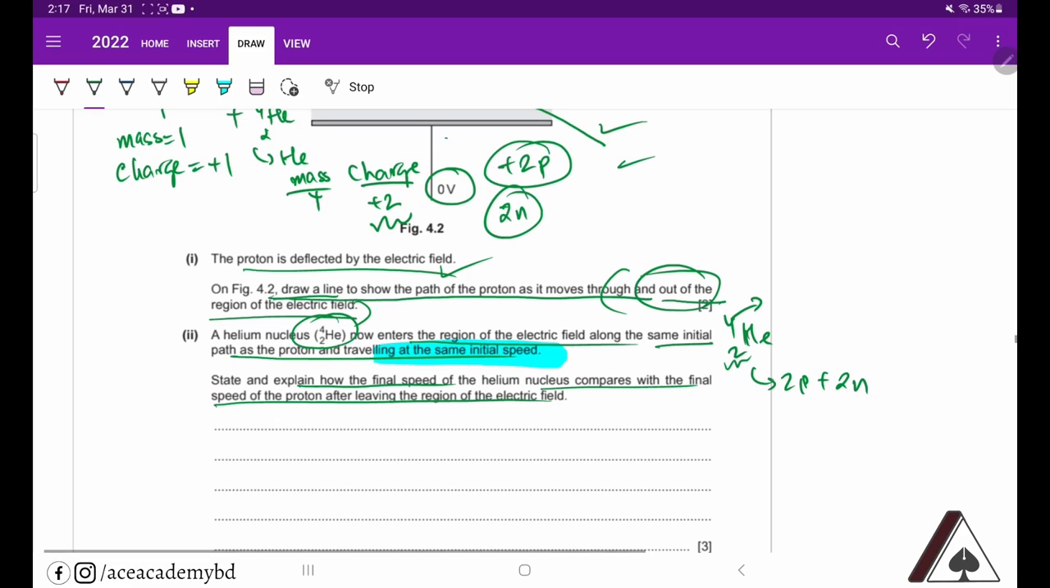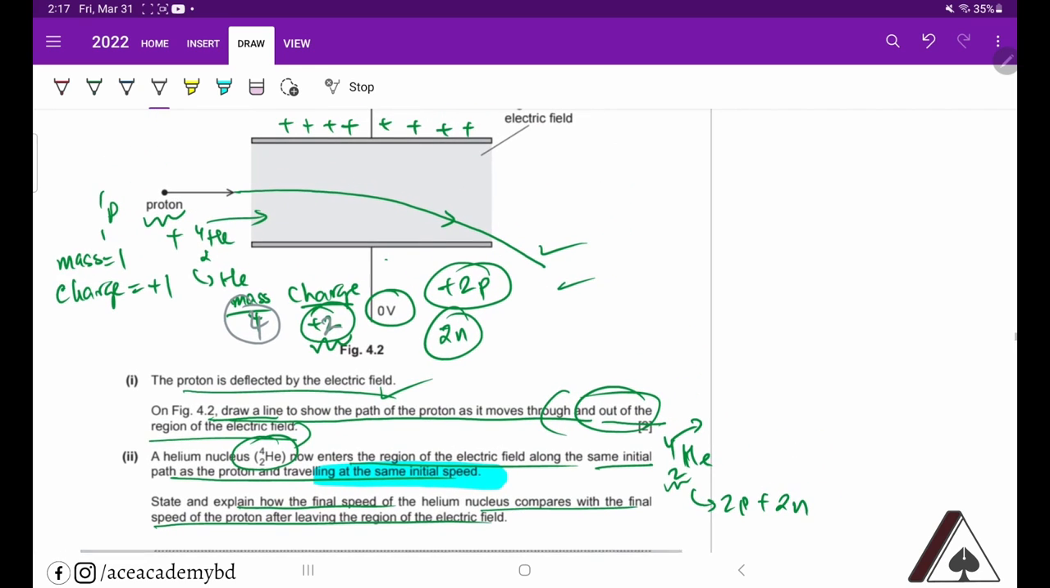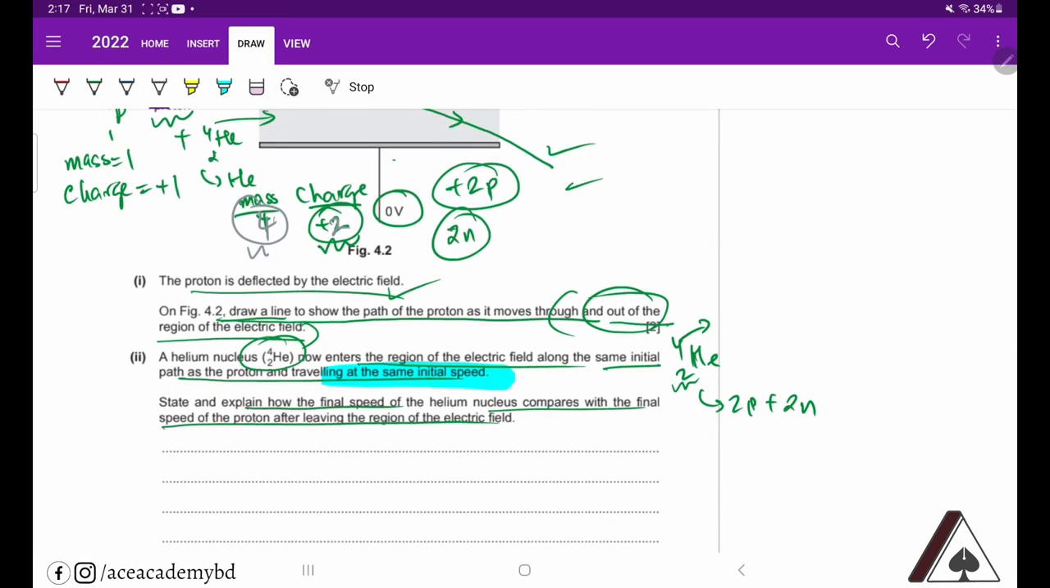So basically what will happen, we see that the charge of helium is greater than proton. Also, the mass of helium is also greater. But the mass is 4 times greater and the charge is only 2 times greater. So the charge will cause it to get more attracted downward. However, the larger mass will cause the deflection to be lower, because the mass is larger.